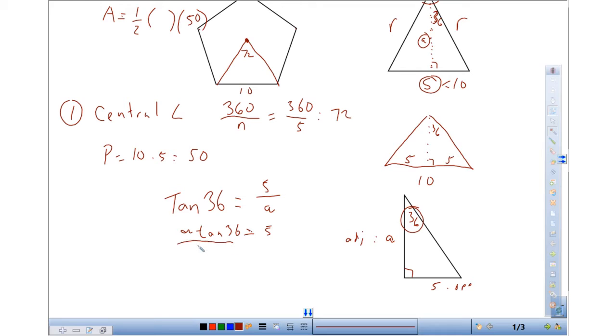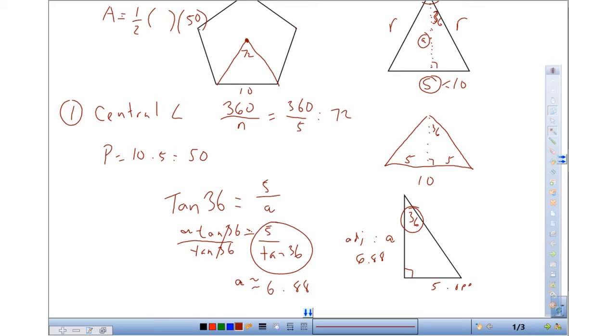I'm going to divide by the tangent of 36. And so this is what I'm going to put in my calculator. So 5 divided by the tangent of 36, making sure that my calculator again is in degree mode. That's going to be approximately 6.88. So that means that my apothem is 6.88.